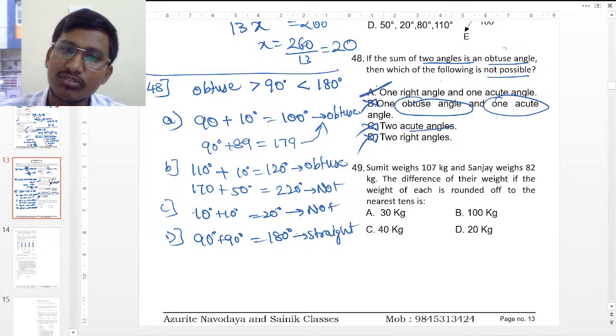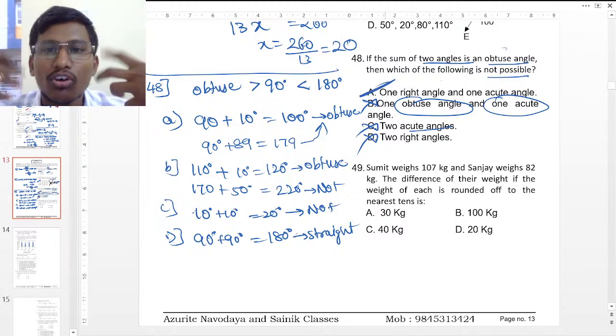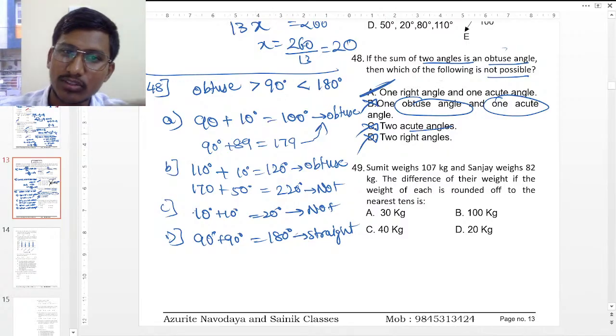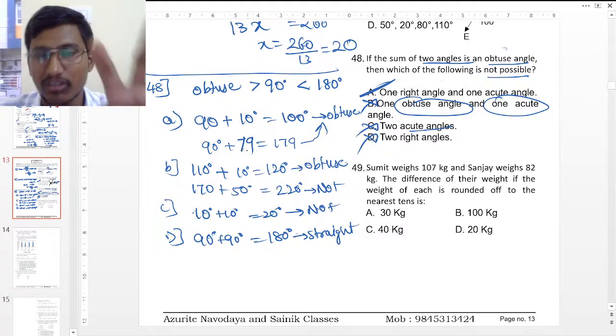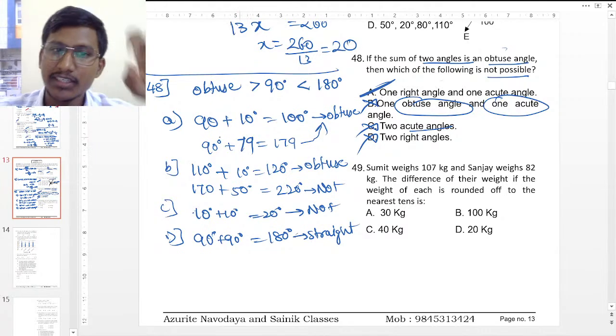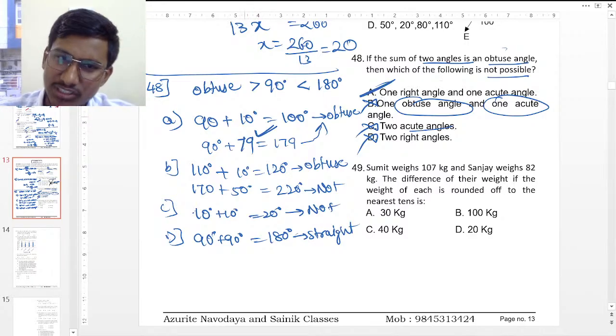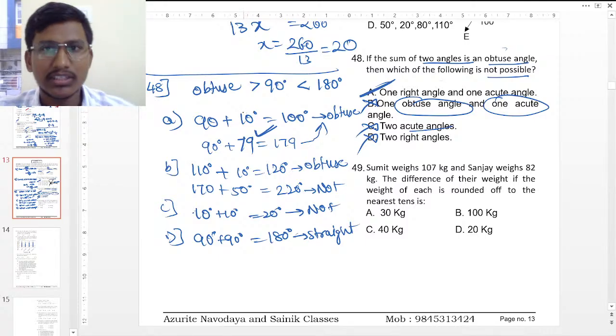What will be the answer? Always option A will be the obtuse angle, one right angle and one acute angle. Maximum also I took it here, so that should be 79, not 89, 79, that is an acute angle, right? So that is why here 79 is the maximum. You can take 0 also, right? 0 is not an acute angle.